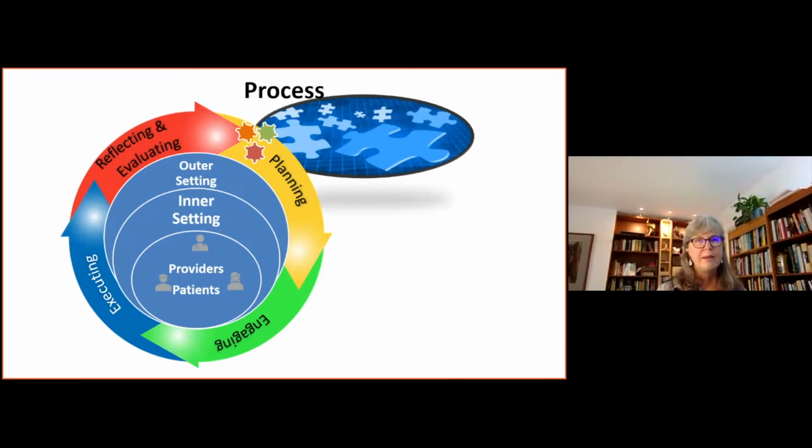The CFIR does not prescribe a specific way of doing implementation, but what we did do is draw off of many other approaches for implementation and quality improvement and selected 4 high-level constructs that occur in all of those approaches. One is planning, the second is engaging key stakeholders, and then of course executing, and then reflecting and evaluating, taking the time to monitor progress and then to make adjustments as the implementation progresses.